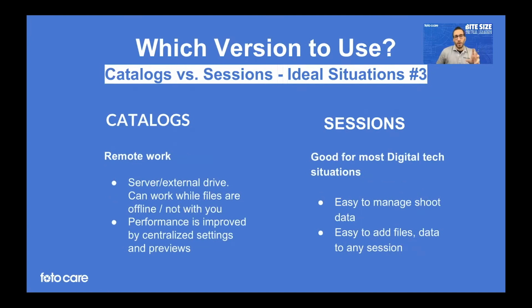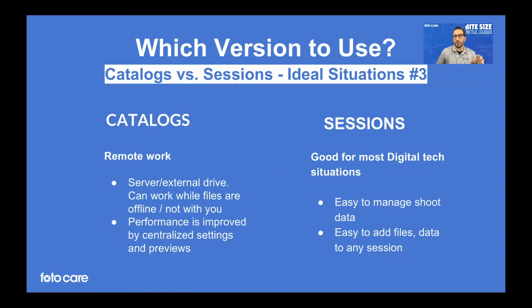Catalogs are great for remote work. You can have your raw files stored on your RAID server, offline storage, whatever that solution happens to be, and still have your catalog database on your laptop or on your work computer and be able to look at those files inside of that catalog without having that drive turned on, without being connected to that drive.